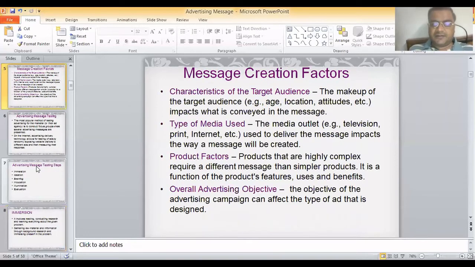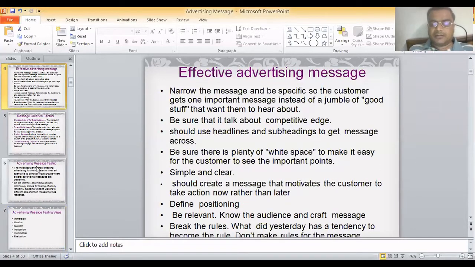Next is where you have the liberty to break the rules. It doesn't mean that you are not bound by rules. But for creativity you need to think out of the box, and unless and until you think out of the box, the creativity will not be there. So you have to think out of the box. That reminds me of one example which I would like to share with you guys.